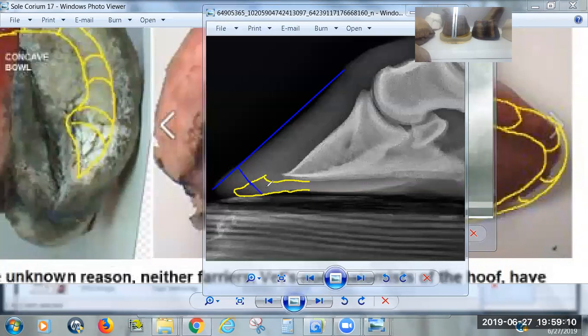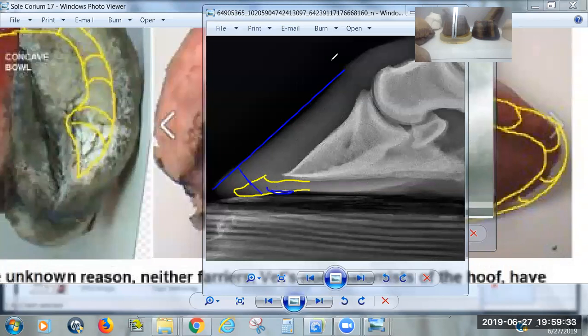This is supposed to be under here. Yeah, I know. See? Well, the whole coffin bone could be upright more on the heels. Well, yeah, but see, if this came back, it would push that back a little bit. You understand that? As the heels grow, that's what the farrier's working on.